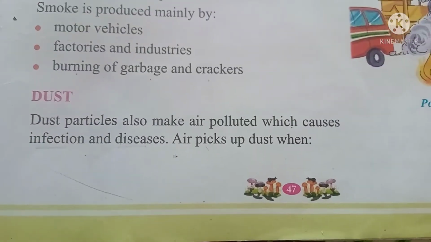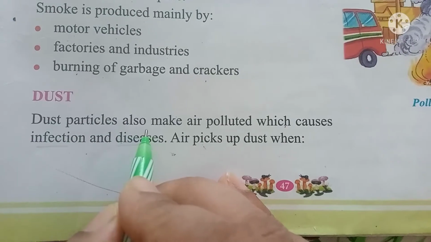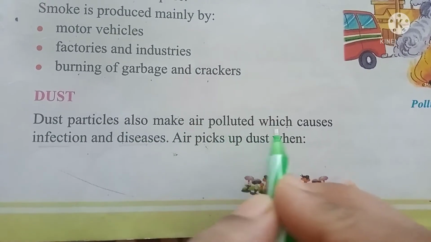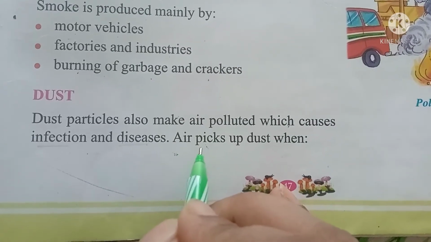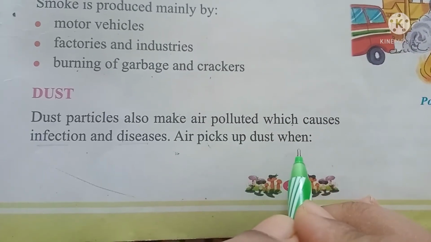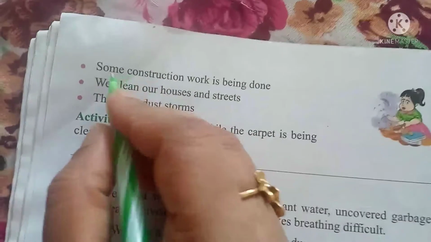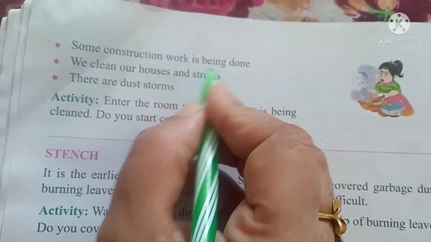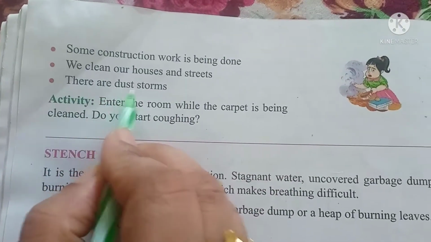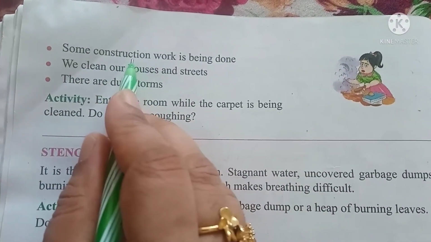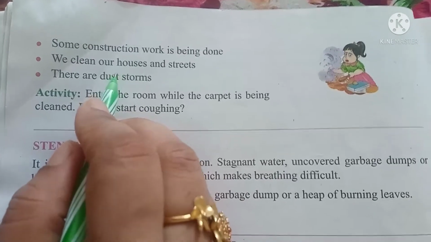Next one is dust. Dust particles also make air polluted, which causes infection and diseases. Air picks up dust when some construction work is being done, when we clean our house and streets, and when there are dust storms. These are the three main reasons for dust.